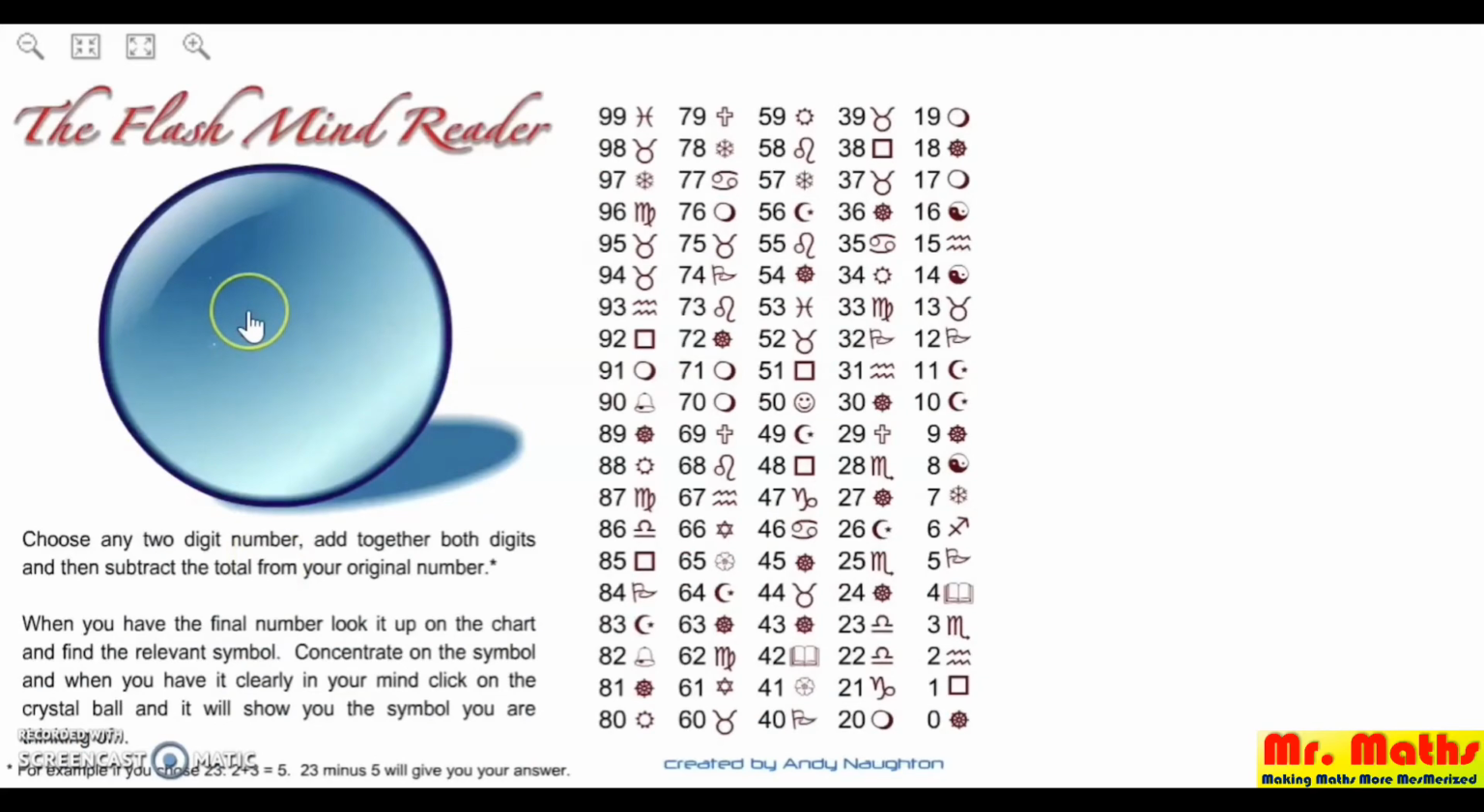Now again, one more time. Let us take the number 55. So 55 minus, 5 plus 5 is 10. So the answer will be 45. So in front of 45, what do we have? You can see that symbol. It looks like a circle, right? See that symbol.